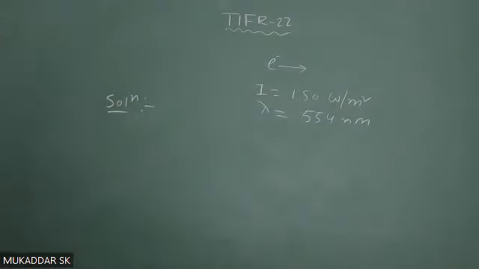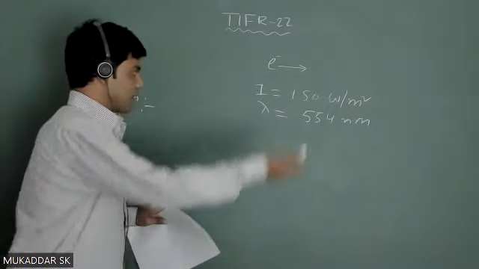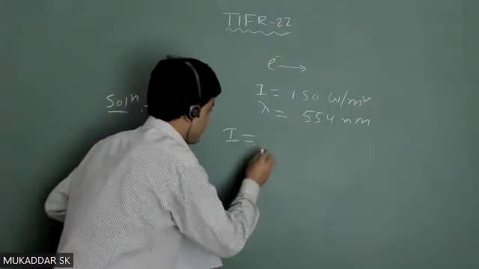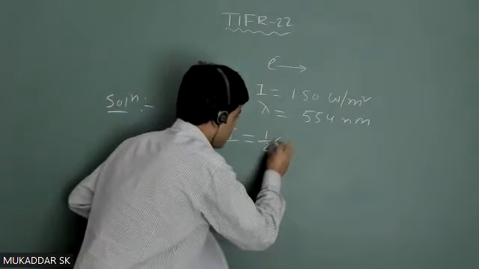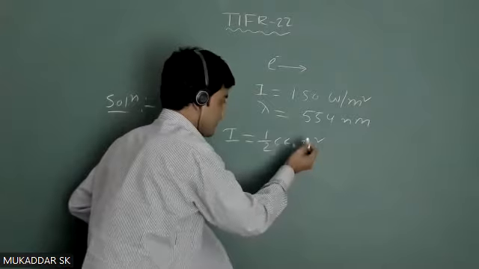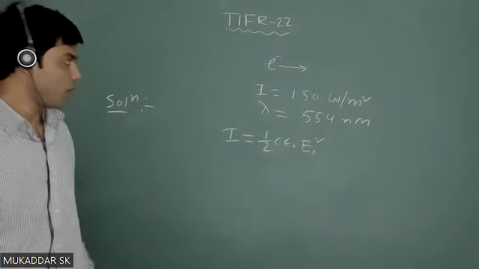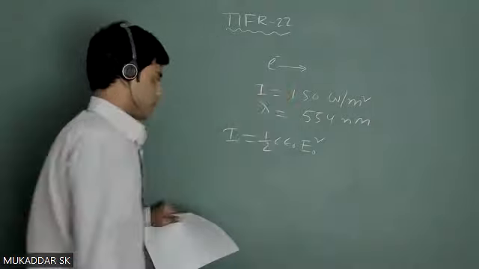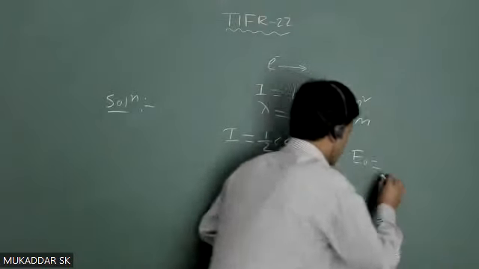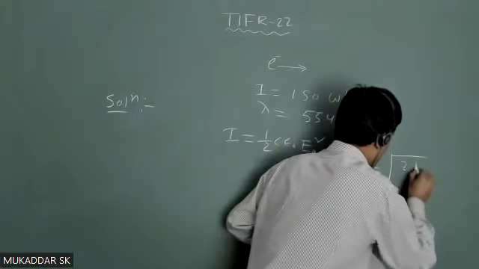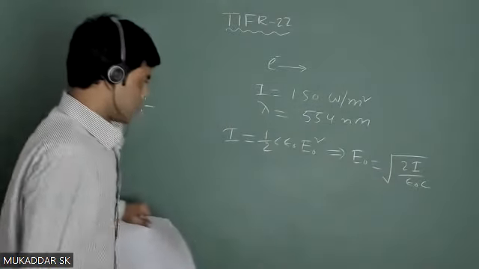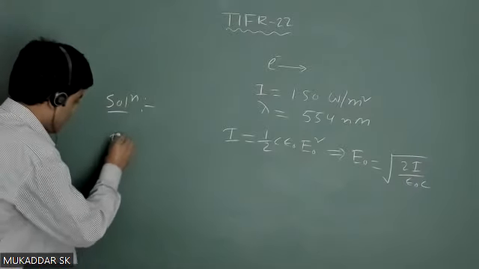So first of all, we'll calculate the amplitude of the electric field of this laser beam. We know the relation that the intensity of the laser beam is 1 by 2 times c into epsilon naught into E naught square. So this E naught is the amplitude of the electric field of this laser beam. From here I'll get E naught, which will be the square root of 2I divided by epsilon naught c.